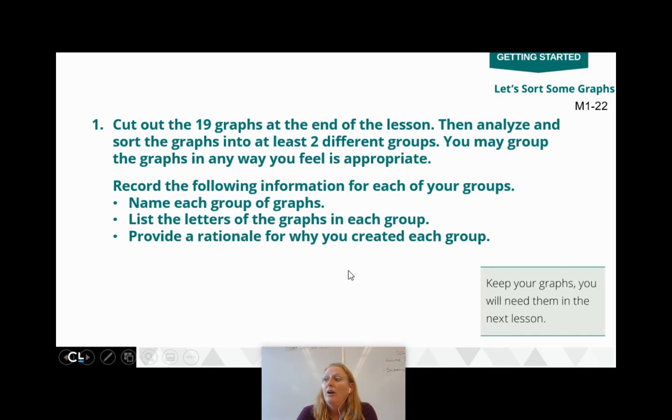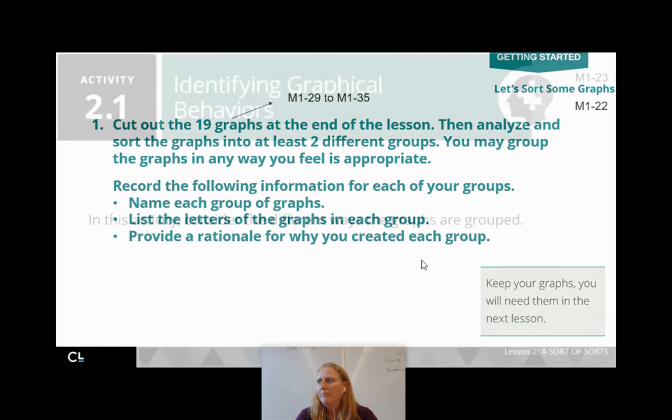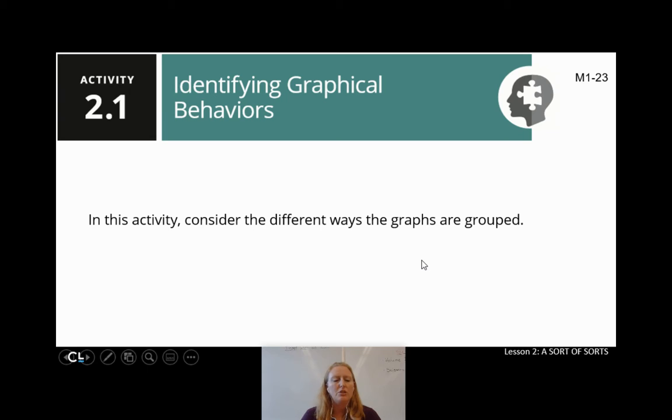All right, now, as you probably guessed, your groups, my groups, they're all going to look different. So what we're going to do here is explore a couple of different groups. In this activity, we're going to consider the different ways that graphs are grouped. We have some people that group their graphs in different ways. They have reasons for why they put graphs together in the same group. And we're going to explore that a little bit.